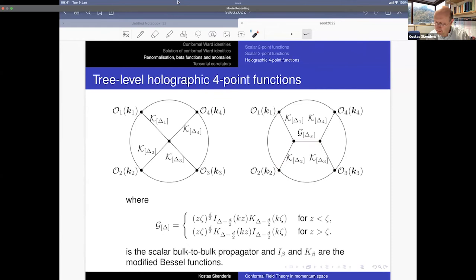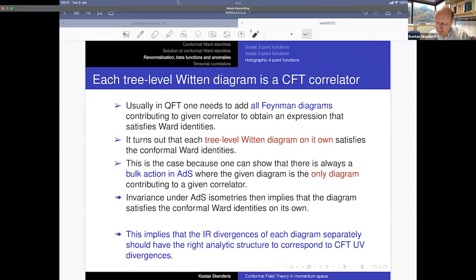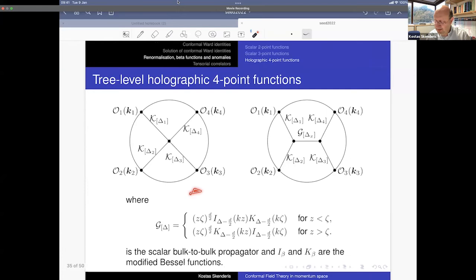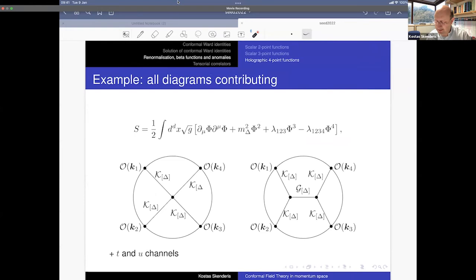Now, computing the correlator means computing the integrals that come from putting together this diagram, or writing the formula. I think I will skip the discussion of that part. Usually in quantum field theory, you need to add all diagrams to get a well-defined expression. But it turns out this type of diagram, the so-called Witten diagrams, has the property that each of them is well-defined on its own, and each of them represents a CFT correlator. In the next few slides, I was trying to illustrate this, but we're just going to go through it a little bit quickly.